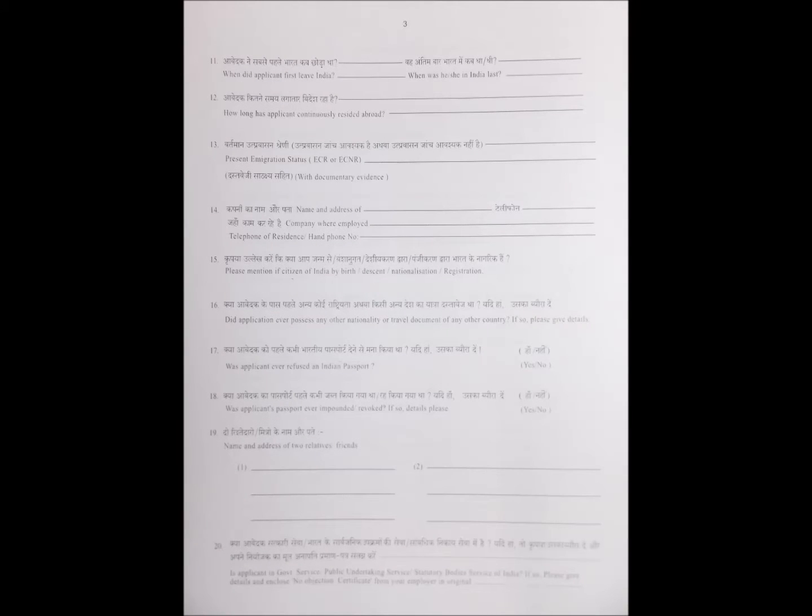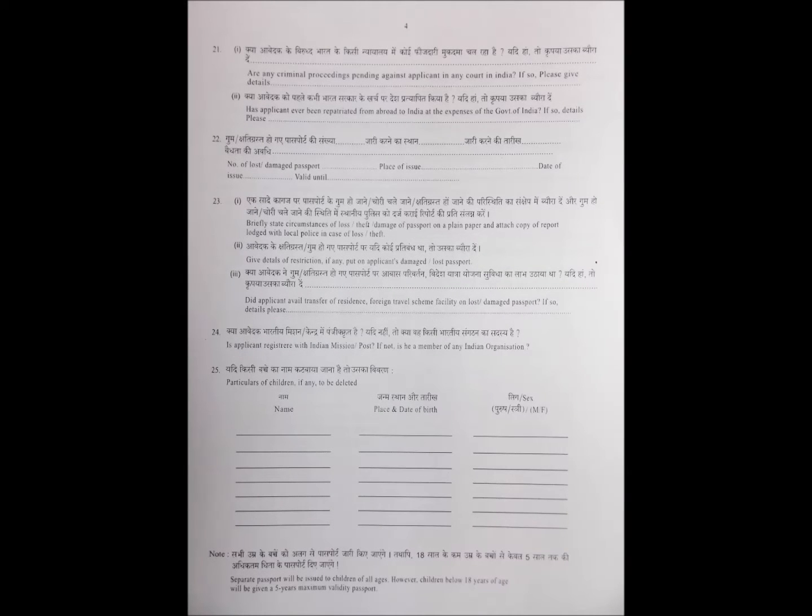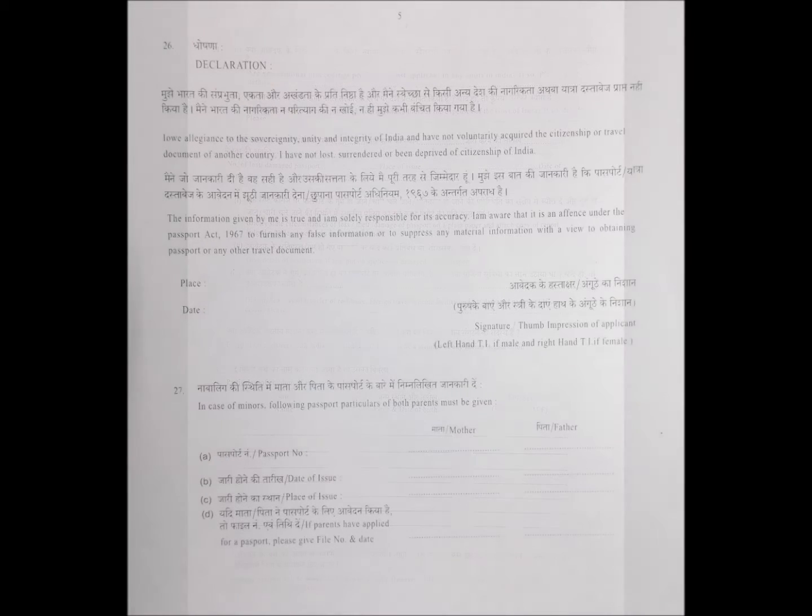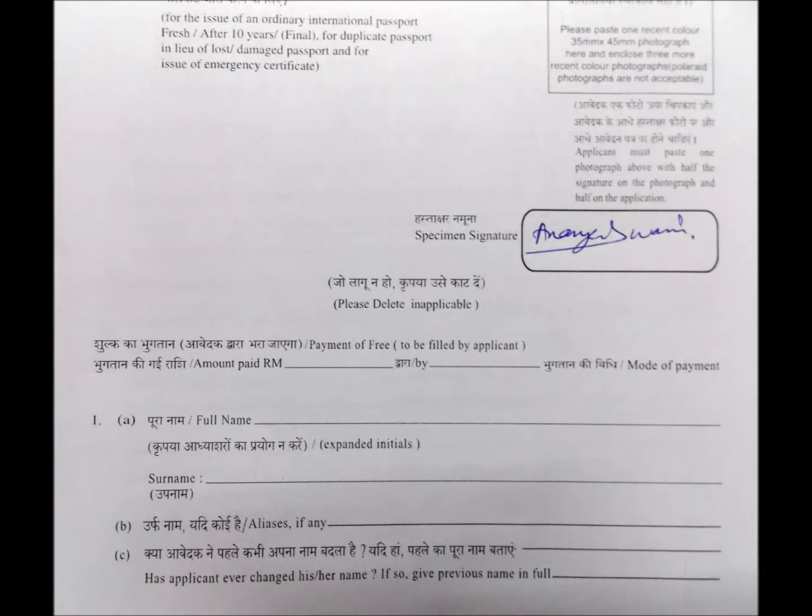At the very right-hand side of the form is the photograph box where you need to paste one recent colored photograph. It also includes 3 more photographs as per the specification, which is 3.5 centimeters wide and 4.5 centimeters in length. Just below the photograph box is a box for signature. Here in the box, the applicant needs to sign in full.